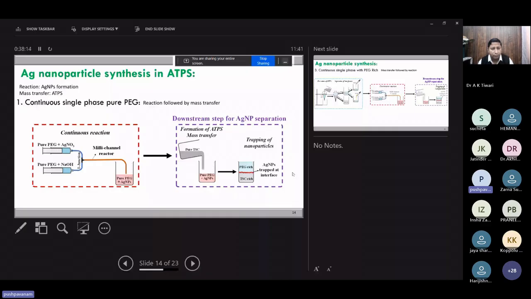Continuous reaction is taking place in the single phase because everything is only PEG. Then what I'm doing is contacting it with trisodium citrate. Okay, I add pure trisodium citrate in the beaker to this beaker containing the PEG and the silver nanoparticles, and you see that I have a two-phase mixture, and the silver nanoparticles are getting trapped at the interface. That's what I'm seeing on the right. So this is the first case, where I have reaction followed by mass transfer.